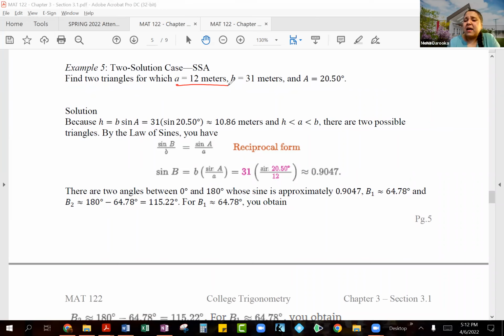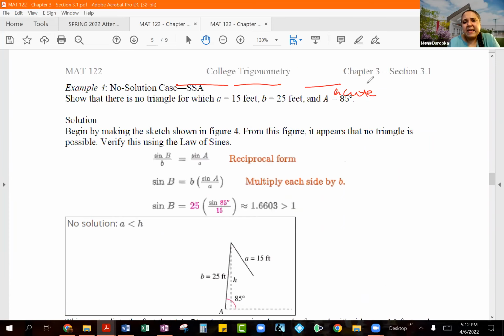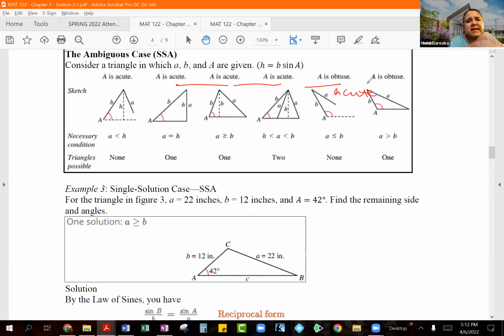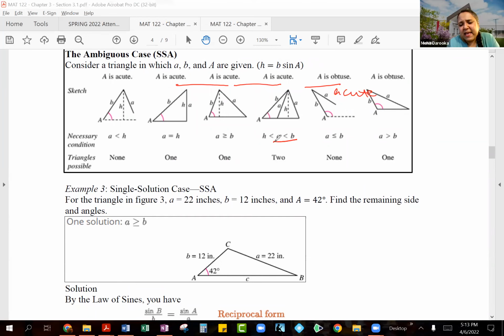So here again, you have side A is 12 meters, side B is 31 meters, and we're still looking at an acute angle. So here, sides A and B, coming back over here, you can see they're telling us that your side A has to be smaller than side B, and both of them would be larger than side H. So again, if you went back and calculated H, if that side ends up being smaller than both A and B, then you're going to end up with two triangles.